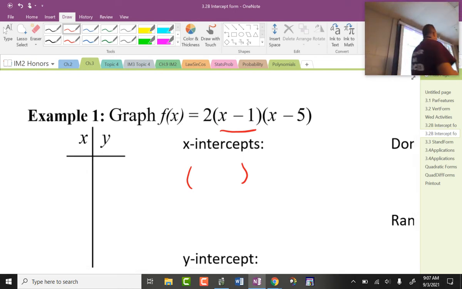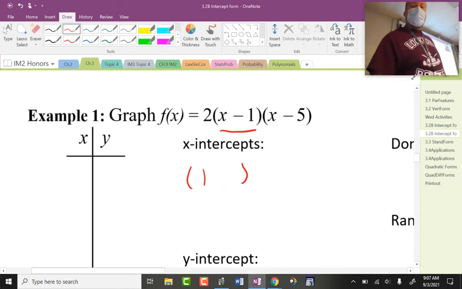Okay, now what happens when I say -1? Is -1 minus 1 0? Yes or no? No, so what is it actually? It's 1 comma 0. And then I'm going to explain it, and then do the other one.